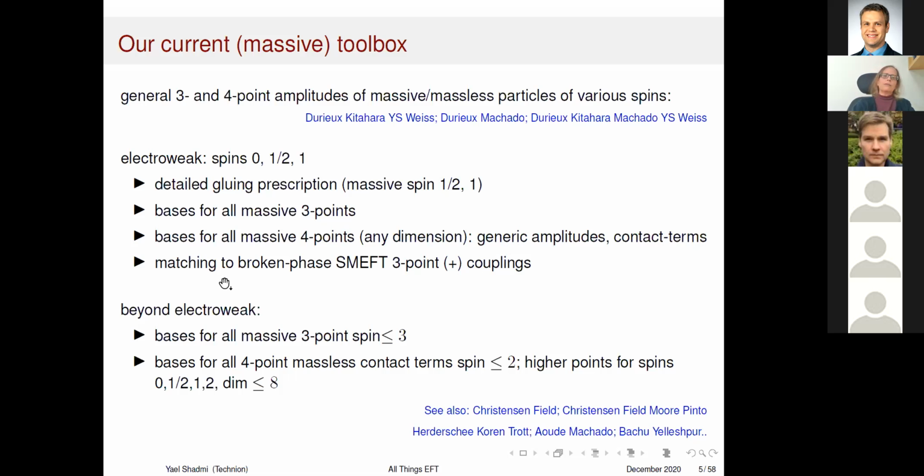And we also have the matching to the broken phase SMEFT for 3-point functions and one example of a 4-point coupling, which kind of tells you how to do that if you were to extend this matching in general. So basically at this point, you can really play with this and apply this to other 4 points of interest, and the extension to higher points is pretty simple. Okay, beyond the Electroweak theory, we also have bases for all the massive 3 points for higher spins up to 3, and some more results for 4 points that I'm not going to read out, but they're listed here.